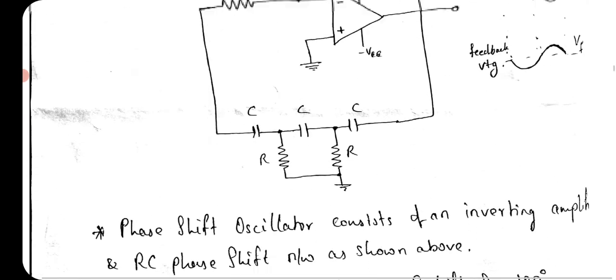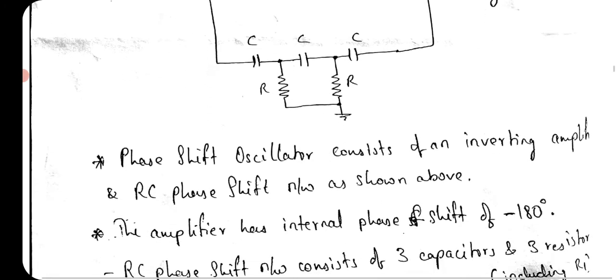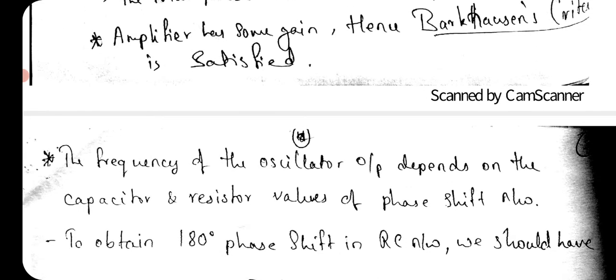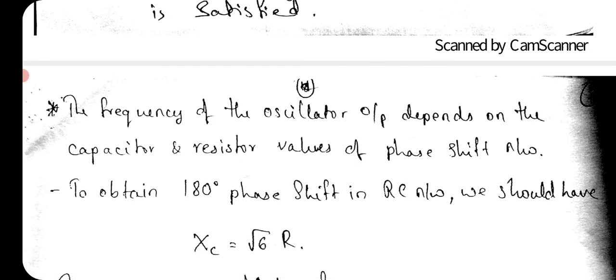Means the amplifier has some gain which will be 1 or above 1, right? Hence both of the conditions are met, satisfied, and the circuit will produce oscillation and it is capable of sustaining it. Now the frequency of oscillator output depends on the capacitor and resistor values of the phase shift network.